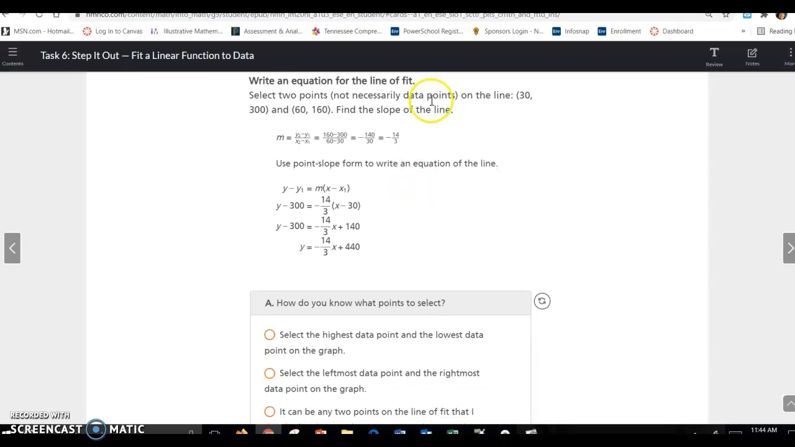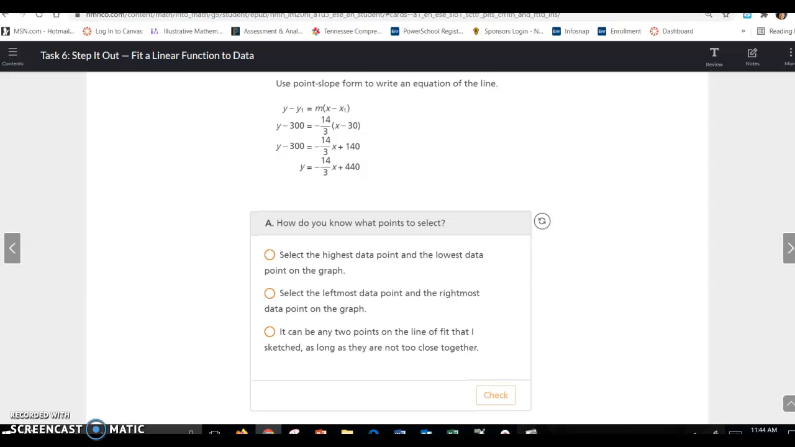All right, so it says select 2 points on the line. So they used (30, 300) and (60, 160), and it says find the slope. So they did 160 minus 300 divided by 60 minus 30, and we got negative 14/3 for our slope. So they're going to use point-slope form to write an equation. So you're going to take one of the points, they're using (30, 300), to plug in for x and y, 30 and 300, and then plug in the slope for m. And then they just rewrite it and solve for y, which puts it in slope-intercept form.